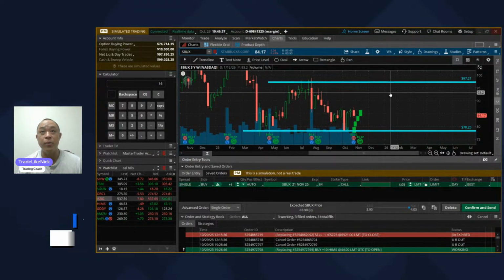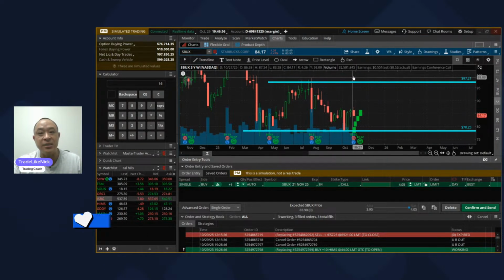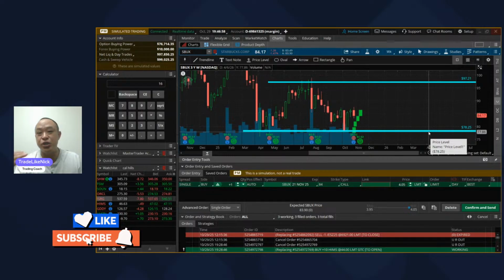Remember, most people lose because they jump straight into options and they don't even know how to read a stock chart. That's why at Trade Like Nick, there's a very simple blueprint process. Number one, learn how to read a stock chart. That's basic technical analysis 101. How do you identify demand and supply zones? How do you identify a trend?